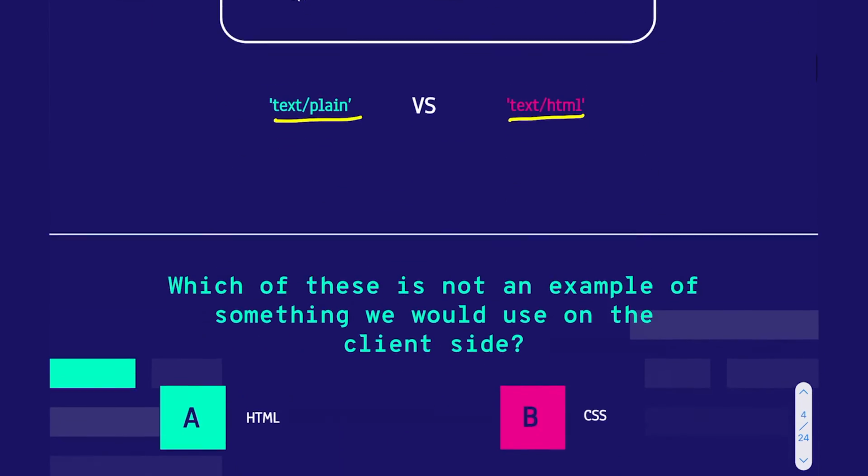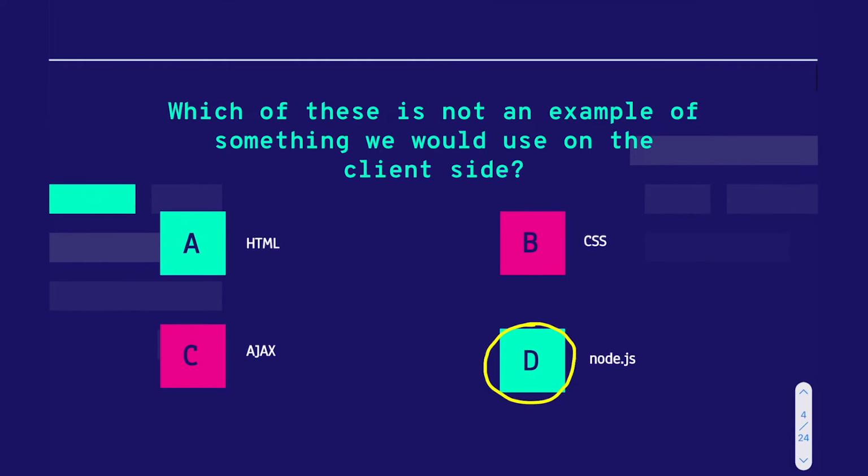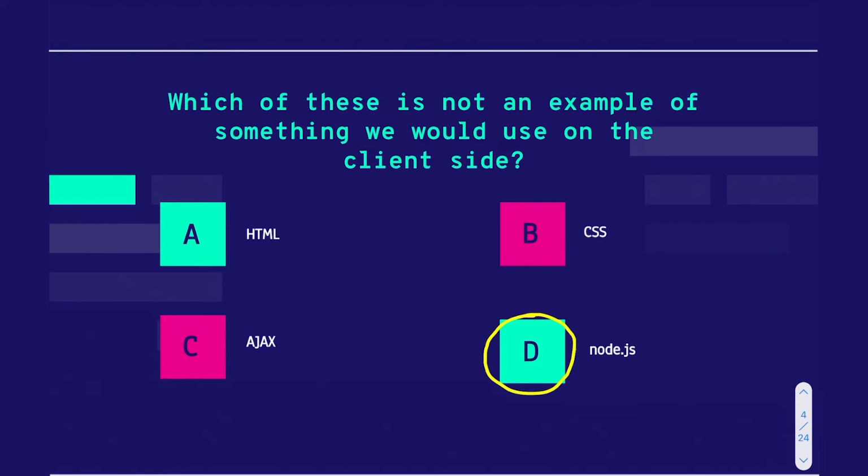Next question. Which of these is not an example of something we would use on the client side? A, HTML, B, CSS, C, Ajax, or D, node.js? Yeah, correct answer is node.js. So, as you might recall, node.js is associated with server-side programming, and the rest of these are associated with client-side.